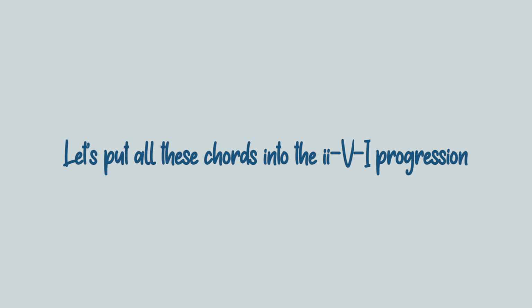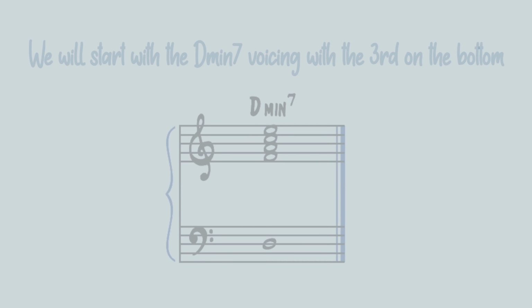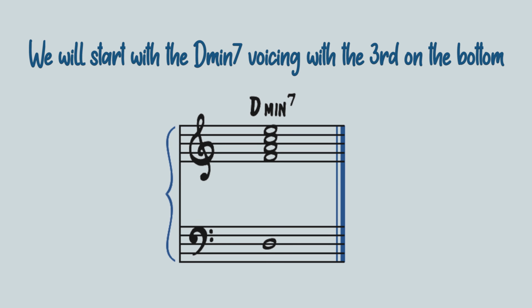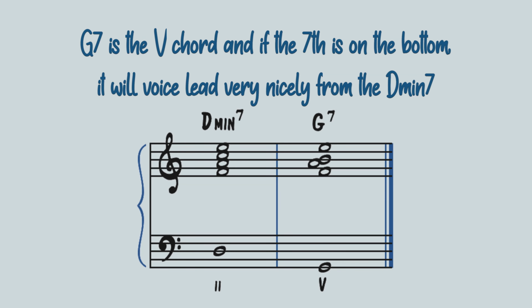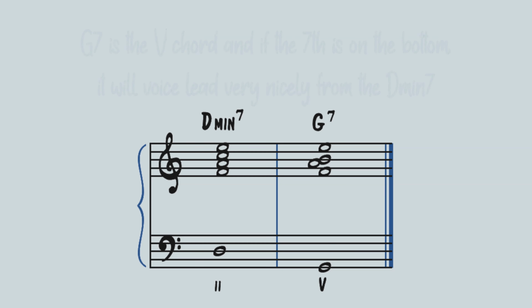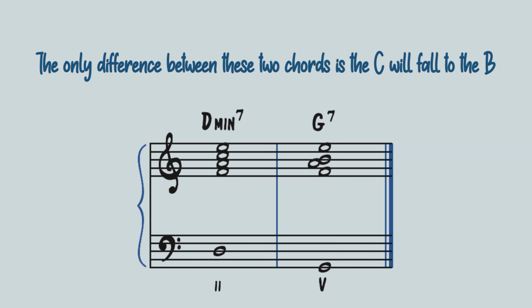Let's put all these chords into the 2-5-1 progression. We will start with the D minor 7 voicing with the 3rd on the bottom. G7 is the 5 chord, and if the 7th is on the bottom, it will voice lead very nicely from the D minor 7. The only difference between these 2 chords is the C will fall to the B.